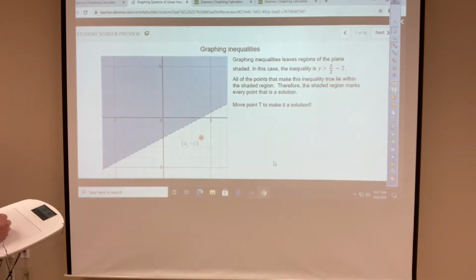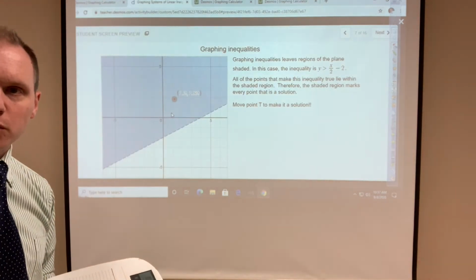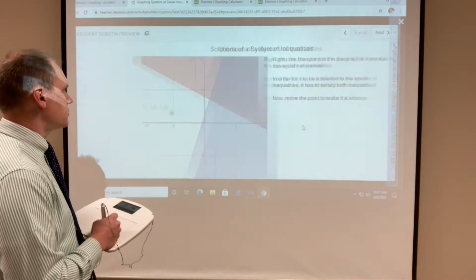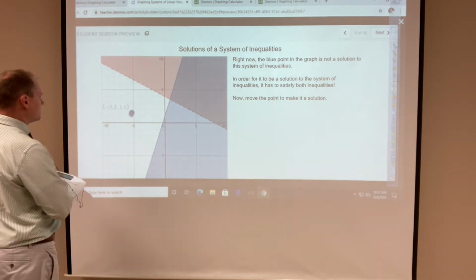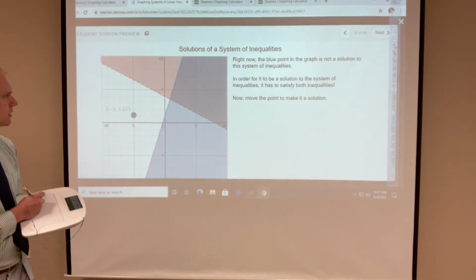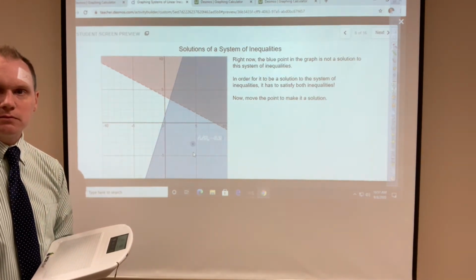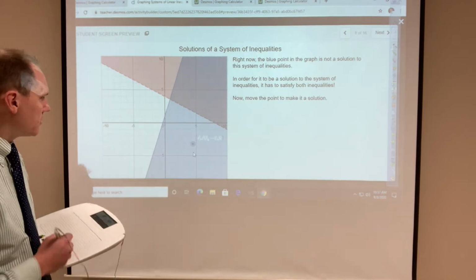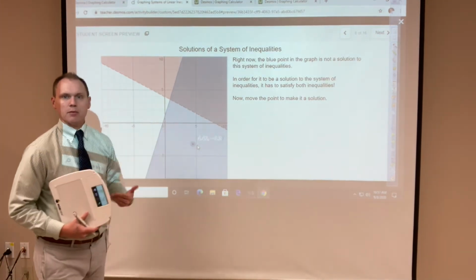And our next one, okay, so it says make it a solution. So if I drag this point and I put it into here, now it's a solution. So as long as it's part of that shaded region, it is a solution. Okay, this one. Right now, this is not a solution to the system. What about here? Is this one a solution to the system? It's not, right? Because this is a solution to one of the inequalities, but not both.